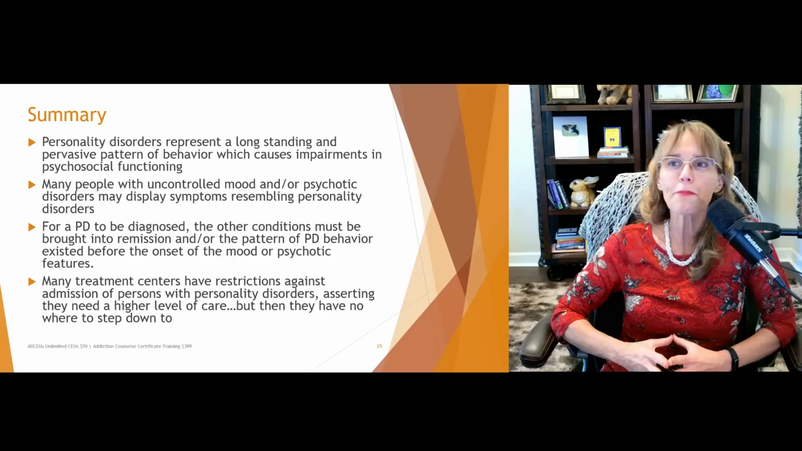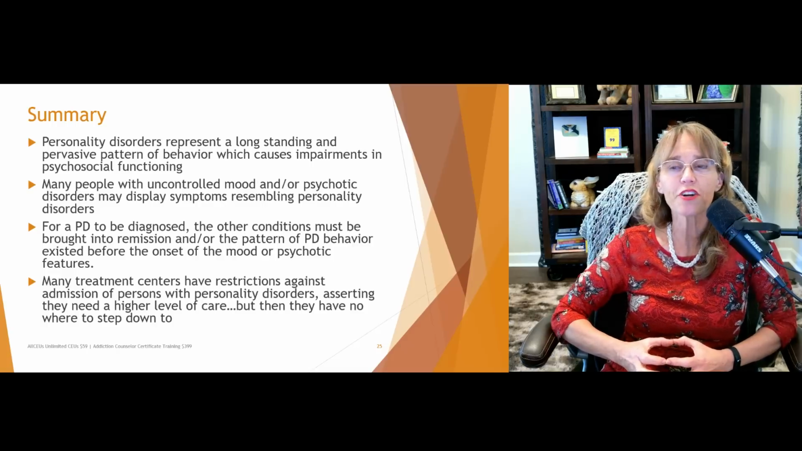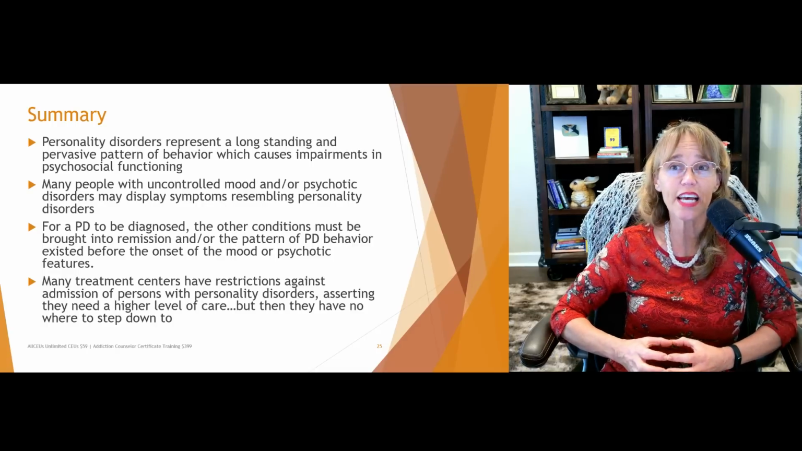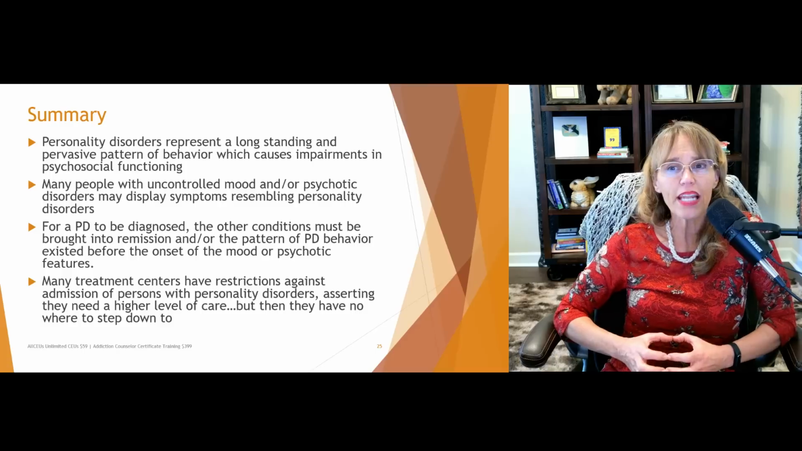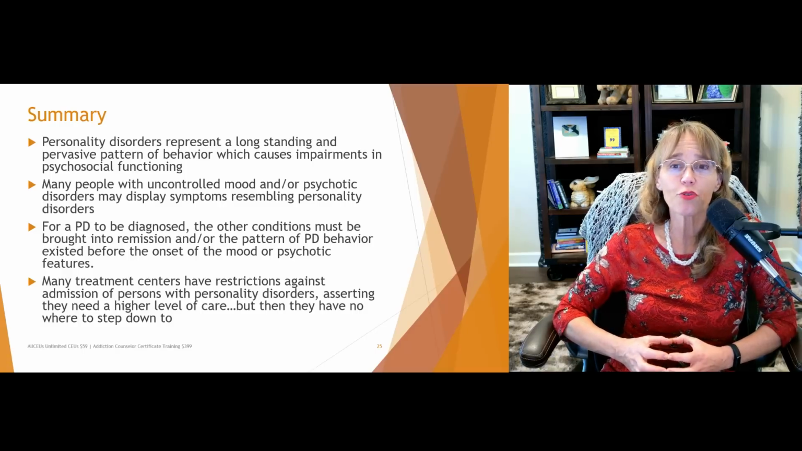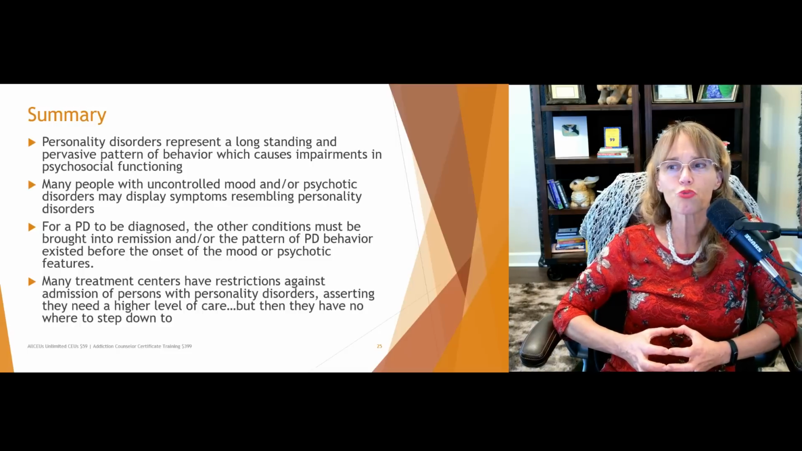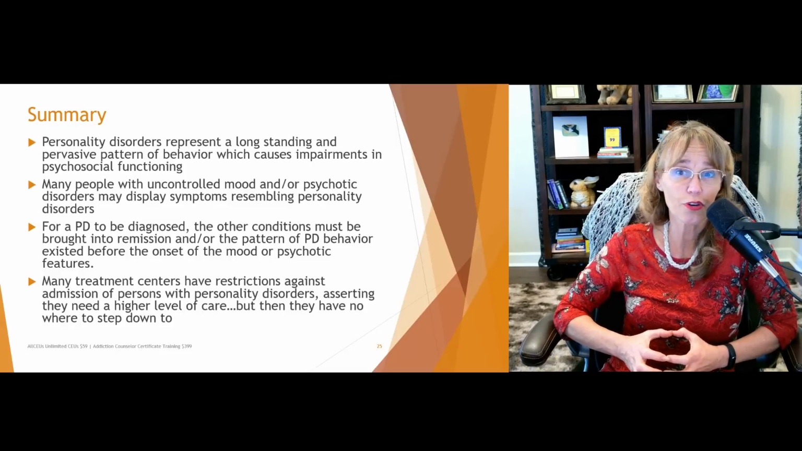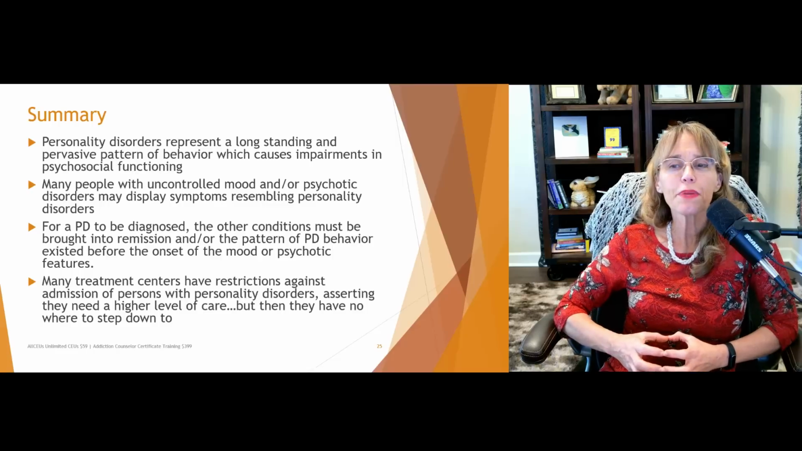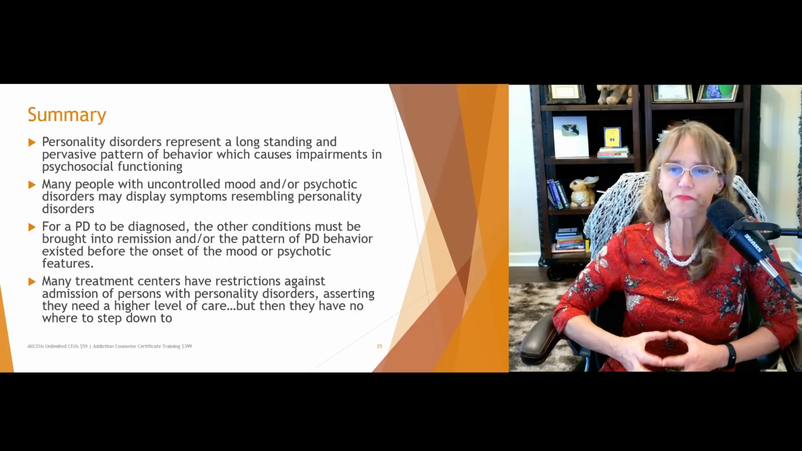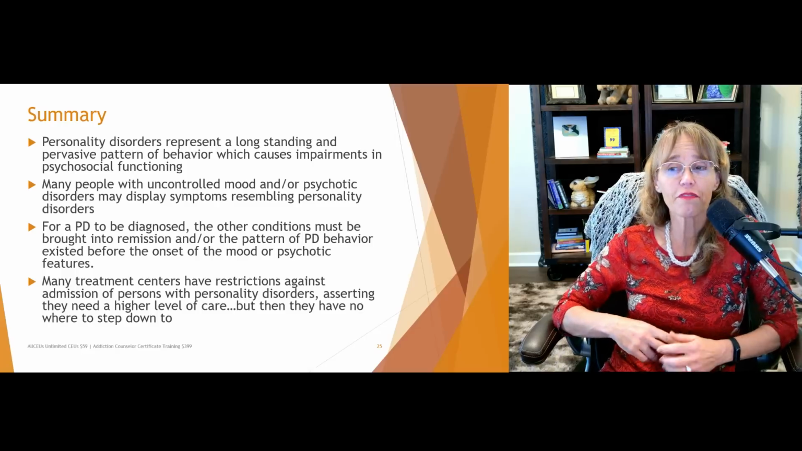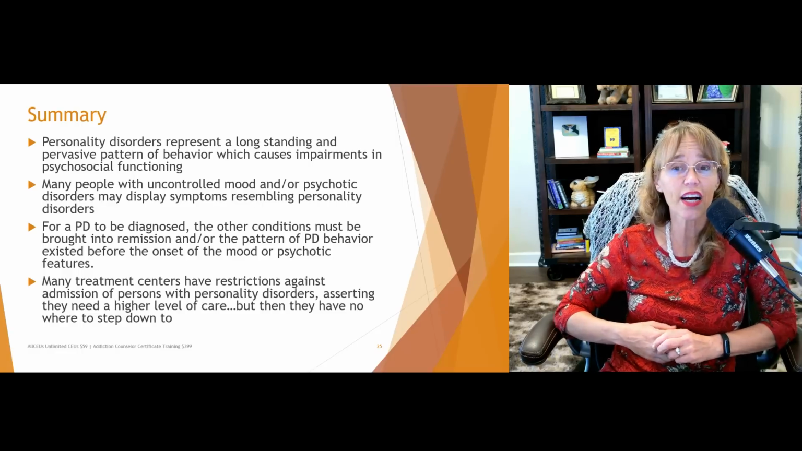Personality disorders represent a long-standing and pervasive pattern of behavior which causes impairments in psychosocial functioning. Many people with uncontrolled mood and or psychotic disorders may display symptoms resembling personality disorders. For a PD to be diagnosed, the other conditions must be brought into remission, and or the pattern of personality disordered behavior must have existed before the onset of the mood or psychotic features.